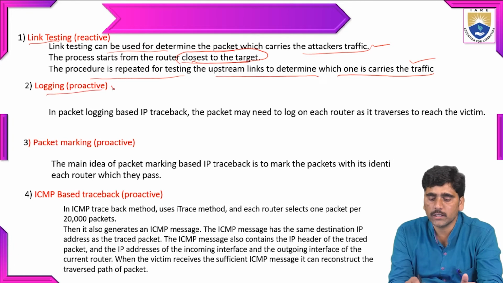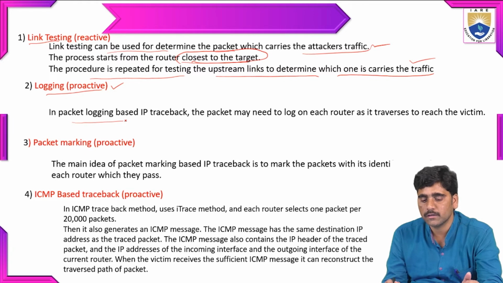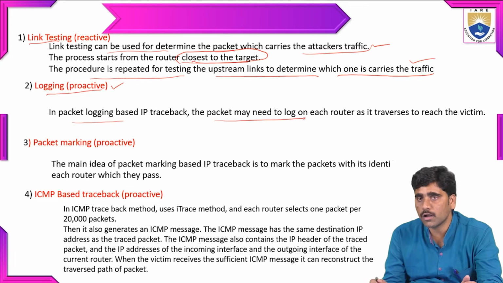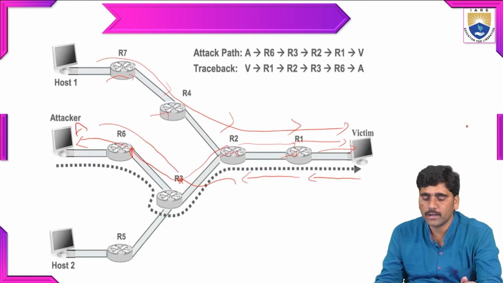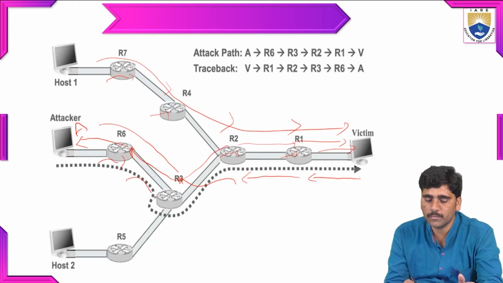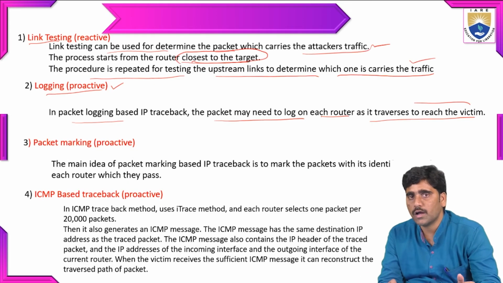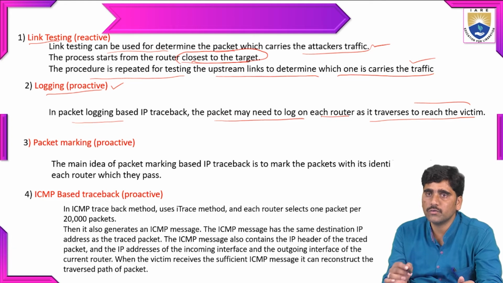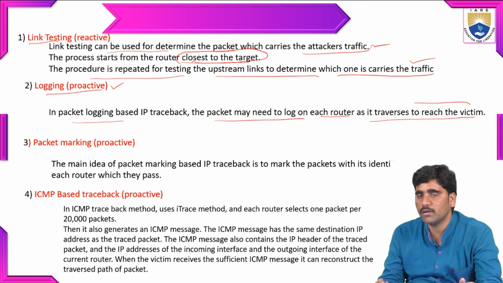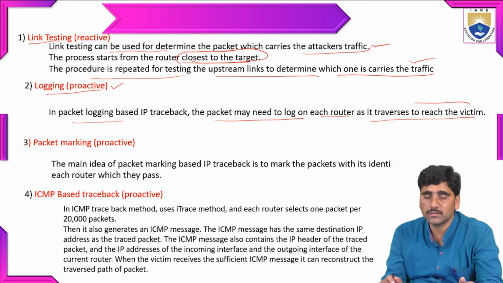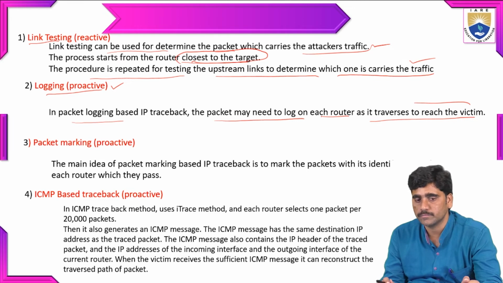The second one is logging, that is nothing but a proactive mechanism. In packet logging based IP traceback, the packet may need to be logged on each router as it travels to reach the victim. So each and every packet is going to be logged in each and every router. Each router maintains records of whoever entered and whoever exited that router. That is nothing but keeping all the records, that is logging.